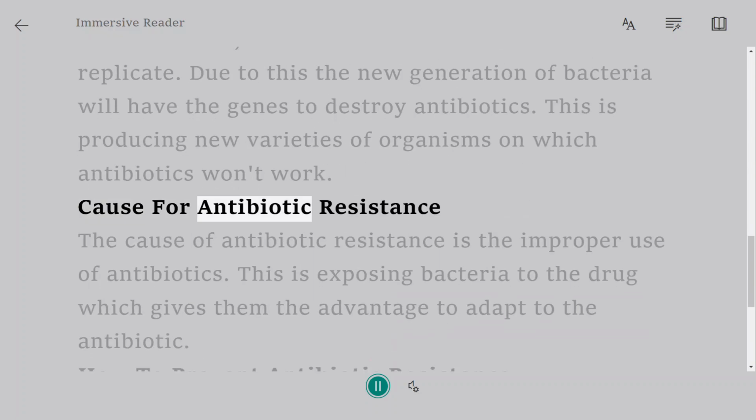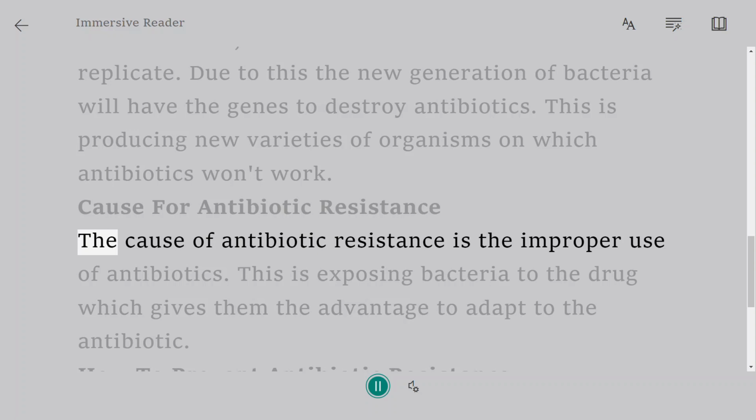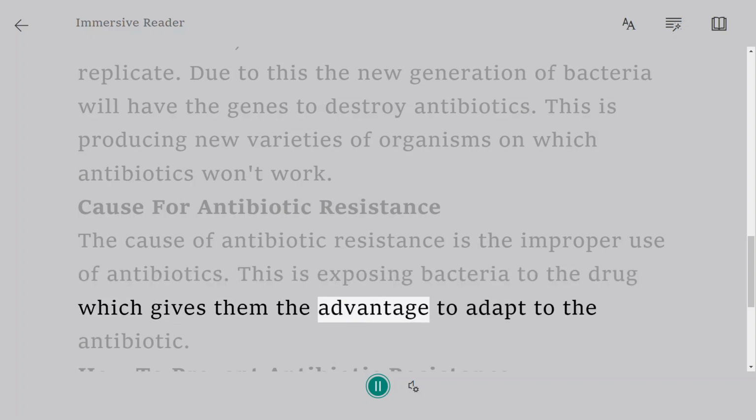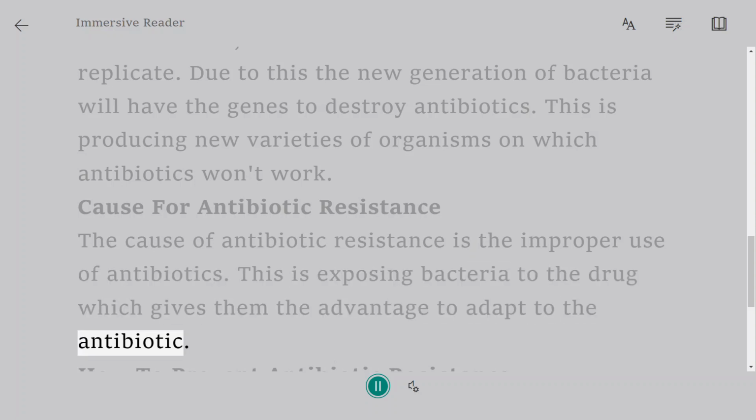Cause for antibiotic resistance. The cause of antibiotic resistance is the improper use of antibiotics. This is exposing bacteria to the drug, which gives them the advantage to adapt to the antibiotic.